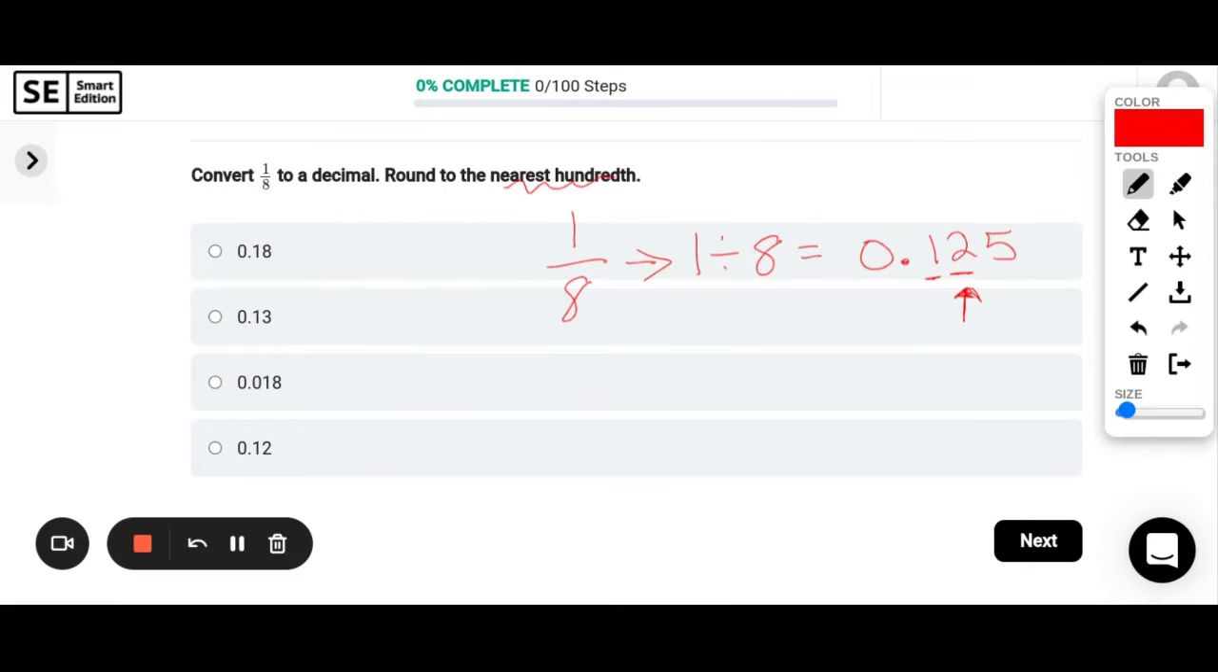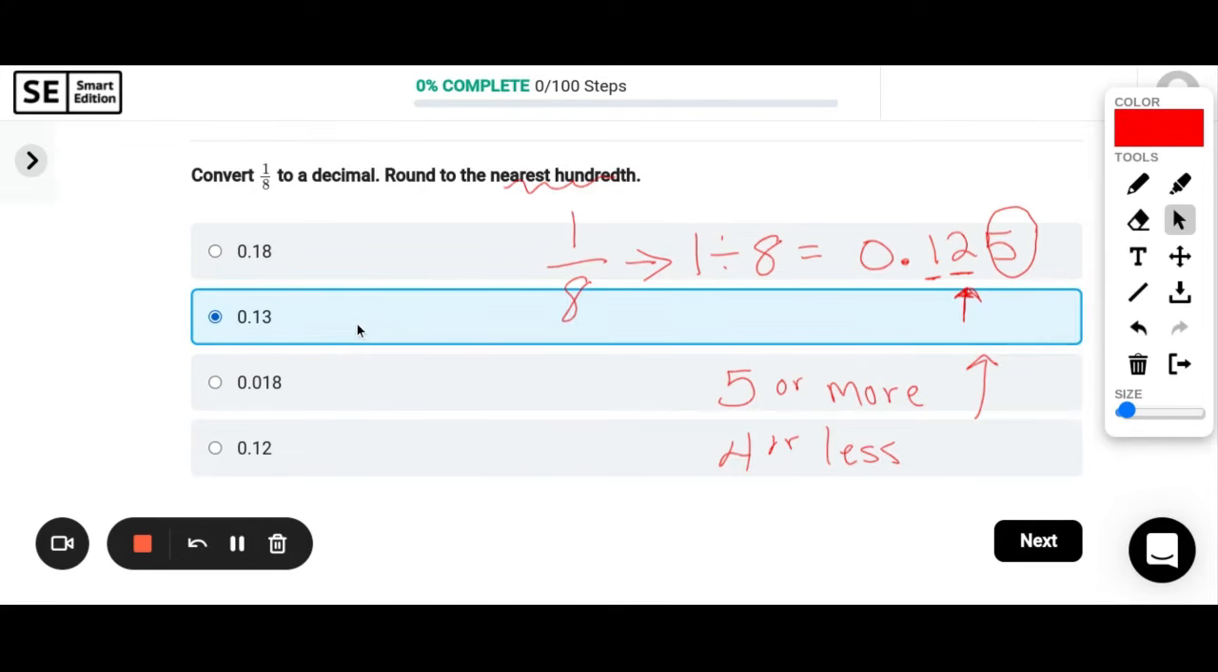So you might remember back in grade school, something about the number next to it telling you whether you should go up or to stay. So one thing that might help you remember is 5 or more, let it soar. 4 or less, let it rest. Okay, so 5 or more, we're going to go up. 4 or less, we're going to just stay where it is. Okay, so this number now, because we have a 5, the 2 is going to change to a 3. And so our answer would be 0.13 or 13 hundredths.